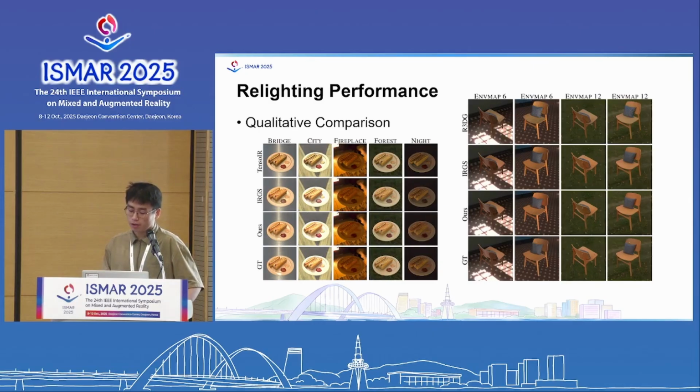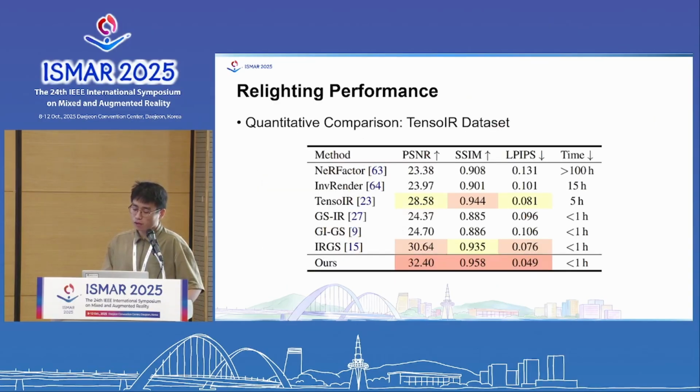The qualitative comparisons on two datasets demonstrate that our method can produce realistic relighting results. Compared to the baselines, the specular reflections of our method are more accurate. The quantitative comparisons demonstrate that our method has the best relighting performance in terms of all metrics, while the training time is acceptable.